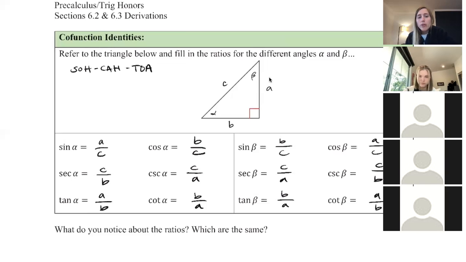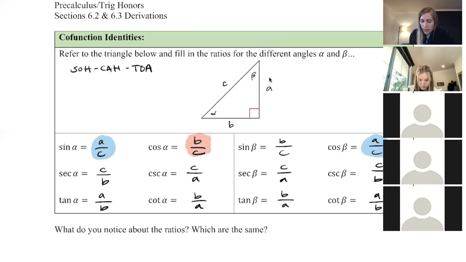So after you have filled in all of your ratios, I want you to take note which of the ratios are the same. Like, hey, we have an A over C right here and an A over C over here. That means that sine of alpha is equal to cosine of beta, and I'll write that down after to summarize.